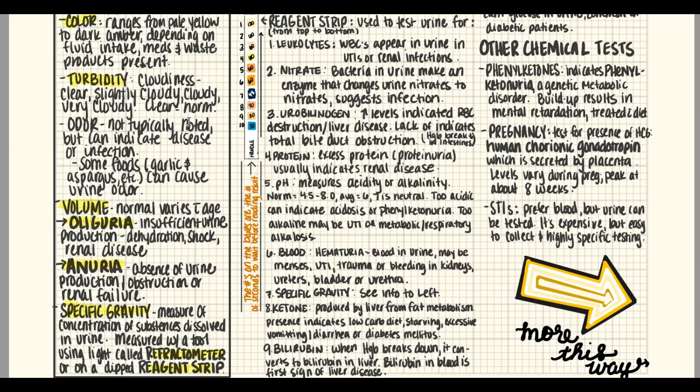Specific gravity is the last of the physical assessments, and it is the measure of concentration of substances that are dissolved in the urine. It is measured with a tool using a light called a refractometer, or it is measured on the dipped reagent strip. Most often, because it's measured on the dipped reagent strip, we don't have to do the refractometer test, but if you are not doing the reagent dip, then you want to make sure that you use the refractometer to measure the specific gravity as well.